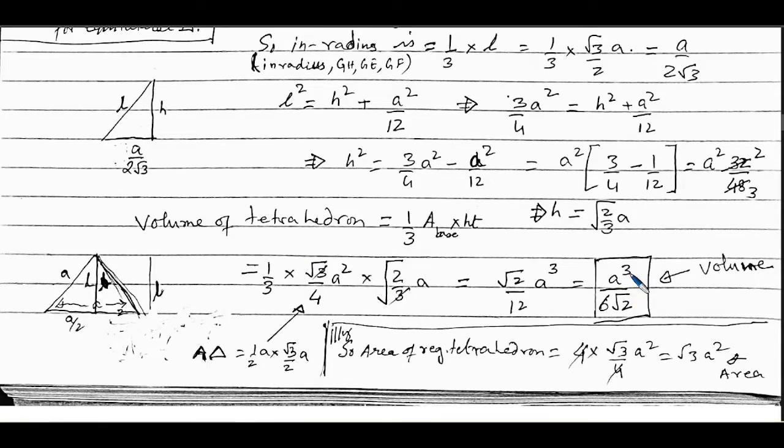Similarly, we can also find the area of a tetrahedron. How do you find the surface area of a tetrahedron? All faces are this area. So how many faces are there? 4 faces: 1, 2, 3 on the top and 1 at the bottom. So 4 times this. So this is the surface area of a tetrahedron.